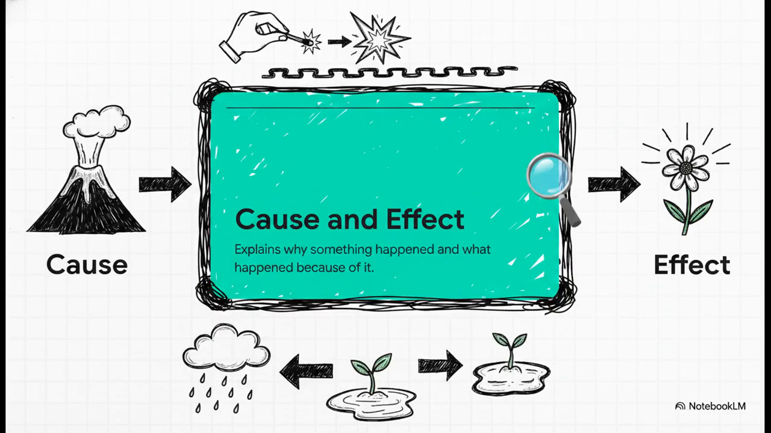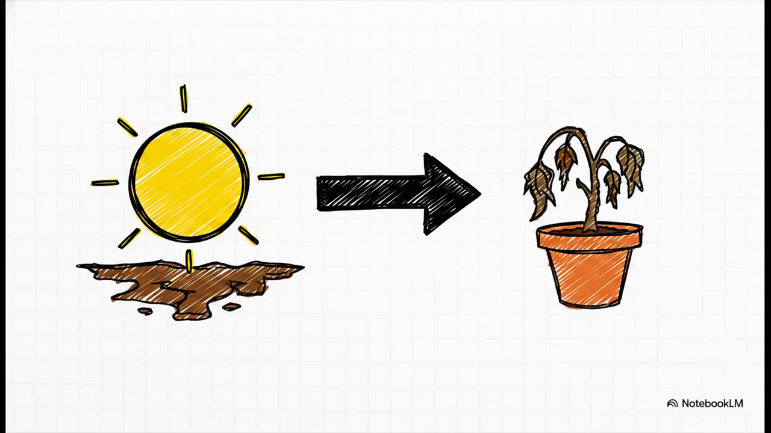First up is cause and effect. I like to think of this one as the foundational why and what of an argument. This pattern explains exactly why something happened, that's the cause, and what happened as a direct result of it, the effect. It's essentially the ultimate chain reaction. Let's look at how this chain reaction works in the real world.